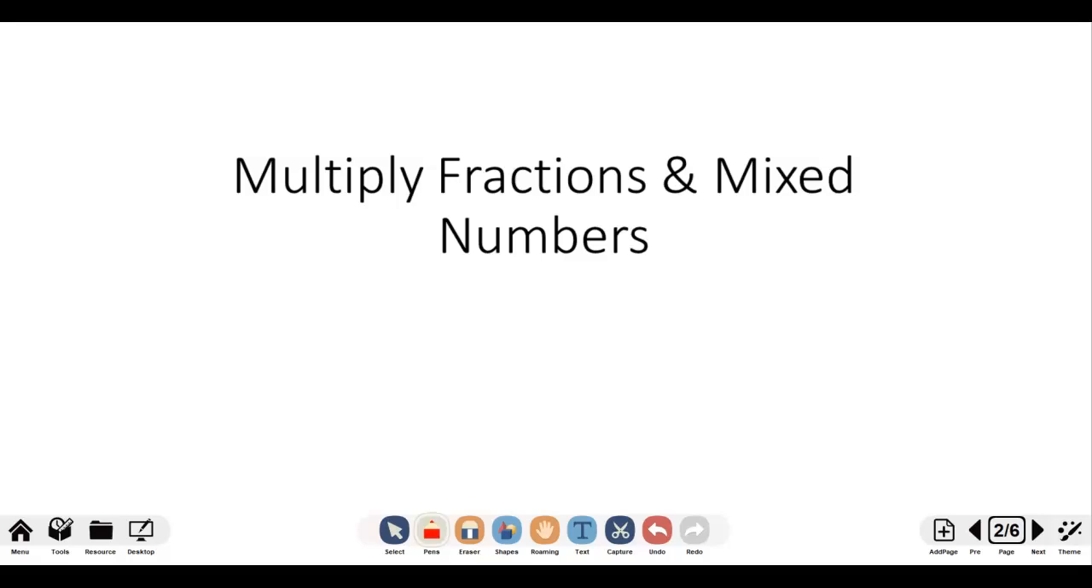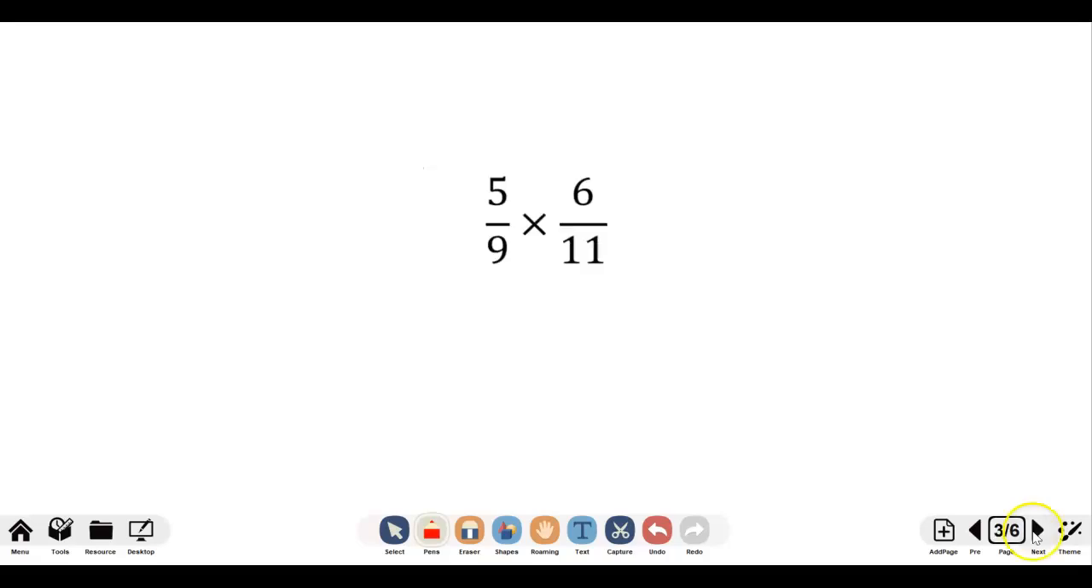Okay guys, today we're going to be multiplying fractions and mixed numbers. So you guys have been multiplying fractions, and remember when we're multiplying fractions, we draw a line through the numerator and the denominator. And looking at the numerator, we're going to look and see, all right, what numbers are prime?